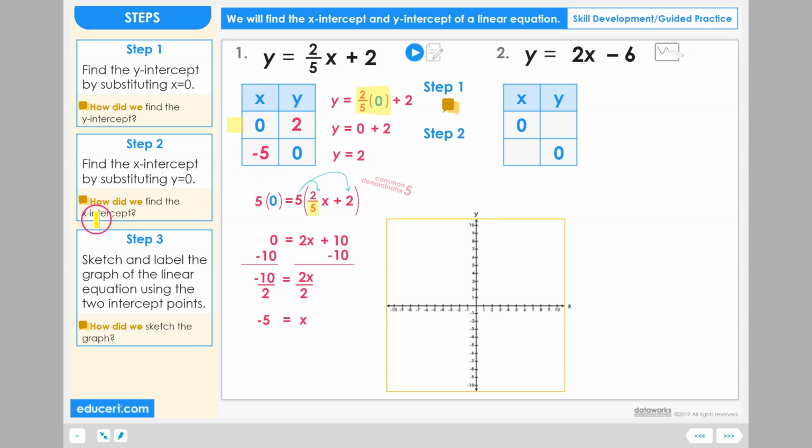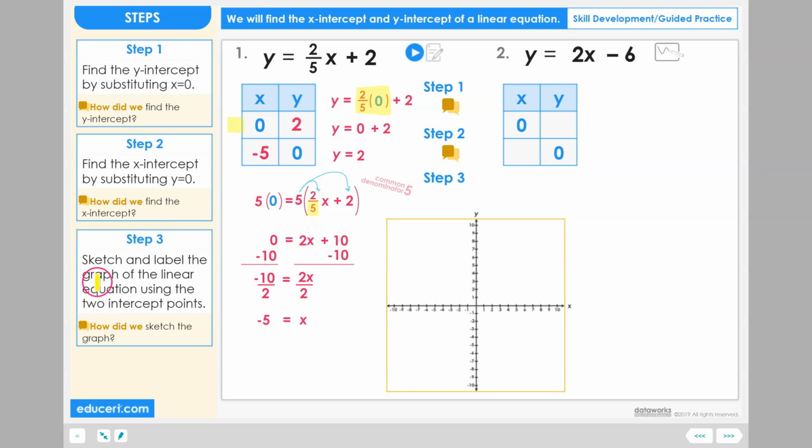How did we find the x-intercept? The x-intercept will always have y equals 0. So to find x, we need to substitute y equals 0 into the original equation, and then we solved for the variable x, which equaled negative 5.